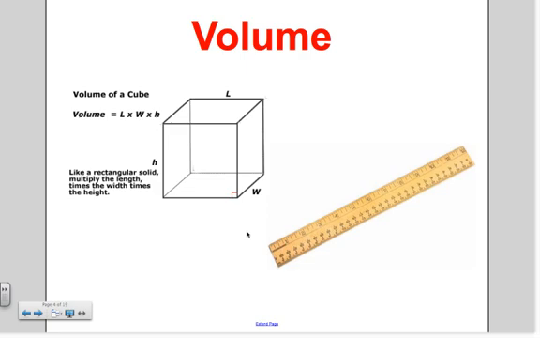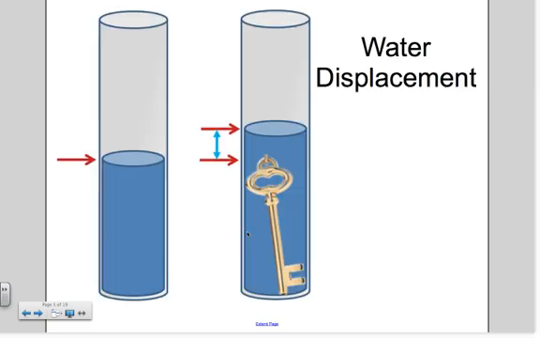But not everything is cubic in shape. So if you have something that's irregular in shape, you have to do something called water displacement. You take a graduated cylinder, fill it to a certain amount with water, add your irregularly shaped object. What happens? The water goes up in volume. This change in volume represents the volume of the object that you're trying to measure. You can measure these two volumes with the graduated cylinder, subtract them, and that's going to get you the volume of the object.